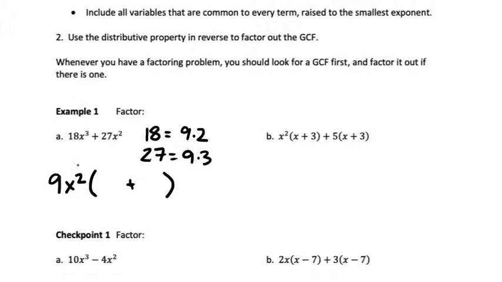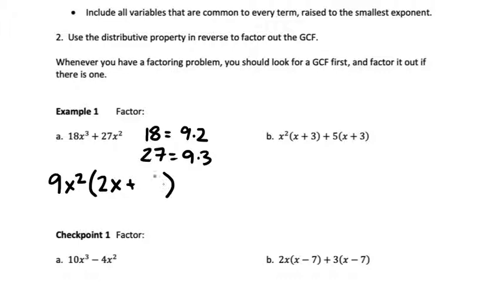Now the question is, what do I multiply by 9x squared to get 18x to the third? Well, we can take it one step at a time. What do we multiply by 9 to get 18? Well, we need to multiply by 2. And then what do we multiply by x squared to get x to the third? Well, we need to multiply by 1 more x. X times x times x is x to the third, and so I need to have 2x for my first term. When I distribute this back out, I would get 18x to the third. So I can always check factoring out the GCF problem by distributing.